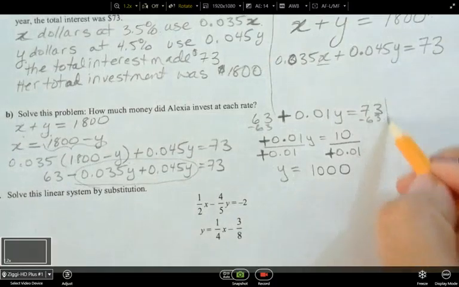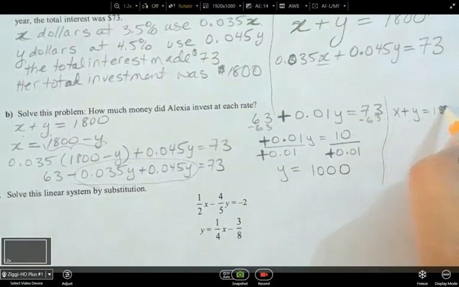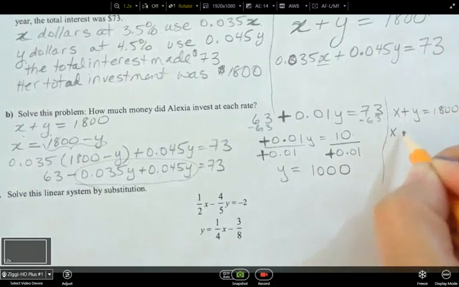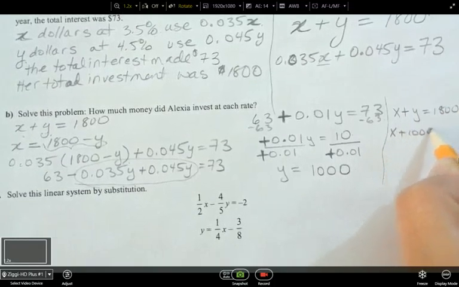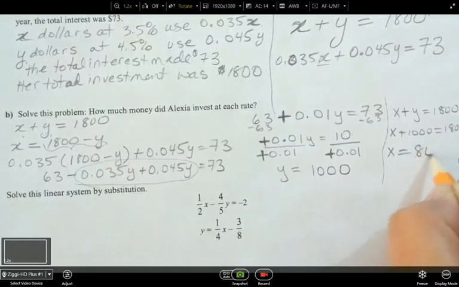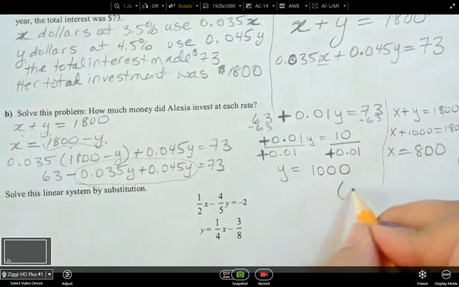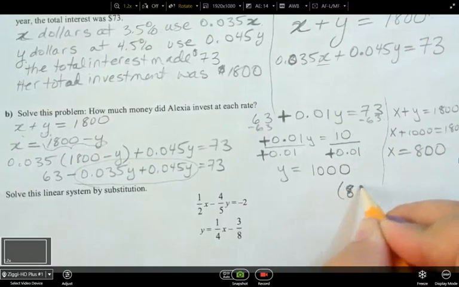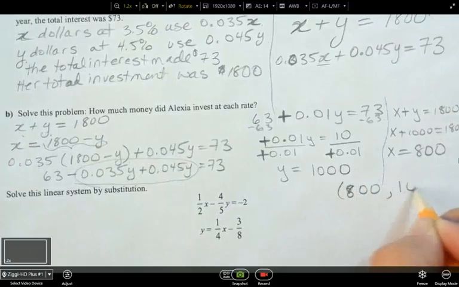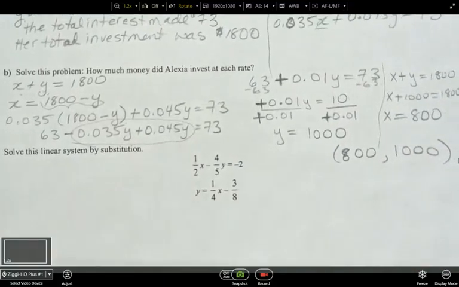800, right. And you could almost do that in your head, right? Because X plus Y equals 1,800. If X plus 1,000 equals 1,800, then X is equal to 800. So our solution to this system is, in investment X, she put in 800, and in investment Y, she put in $1,000.